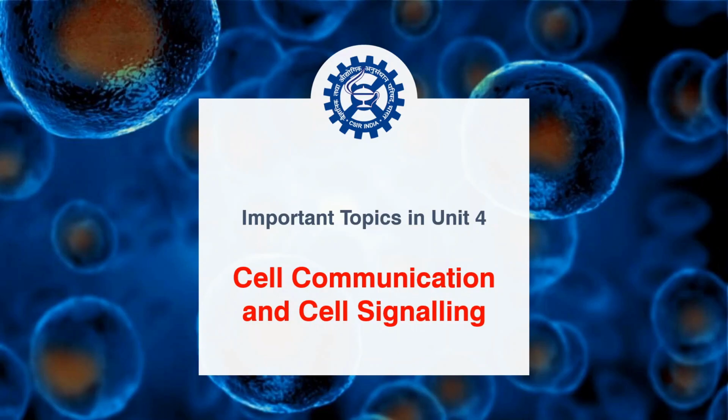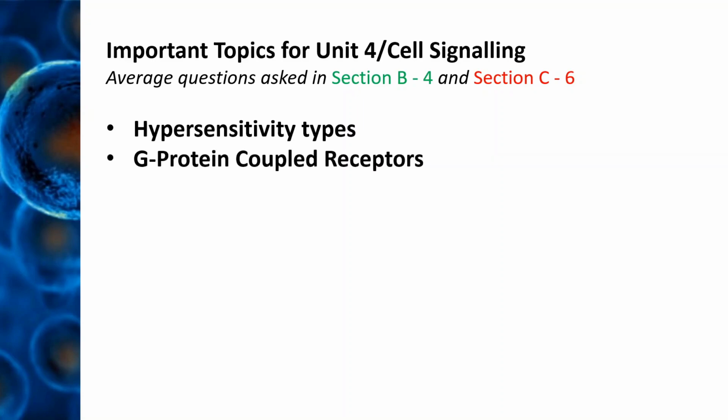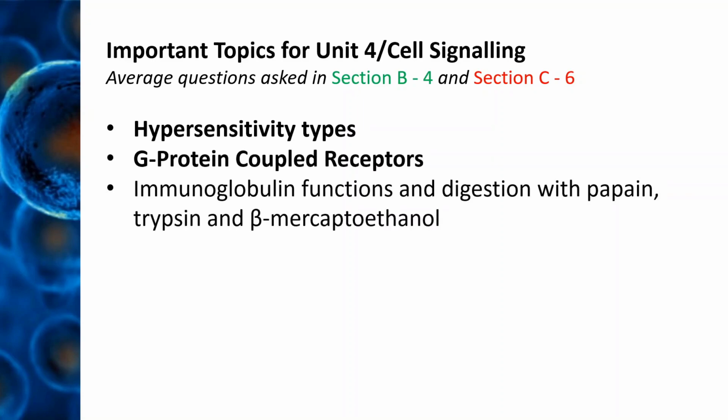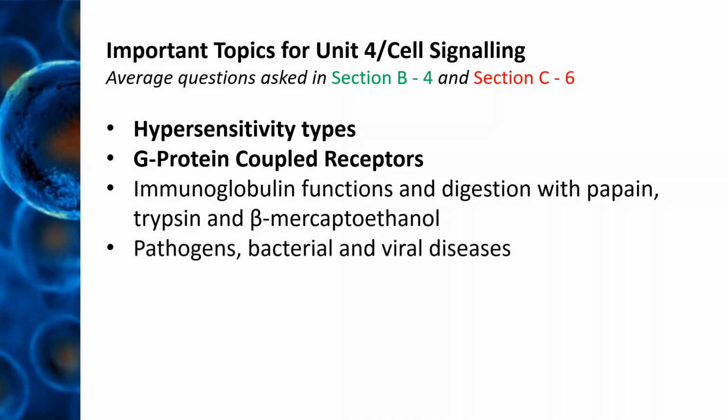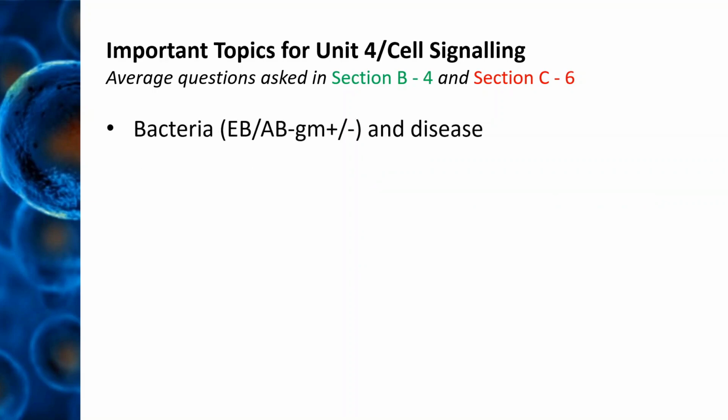Unit 4 mostly includes the immunology part and cell signaling. One or two questions are asked in cell signaling, but most of the questions asked from this unit belong to the immunology part. Cancer-related topics are also related to signaling, so questions asked contain signaling and cancer. This unit involves cell adhesion molecules, which are one of the most important topics for CSIR.